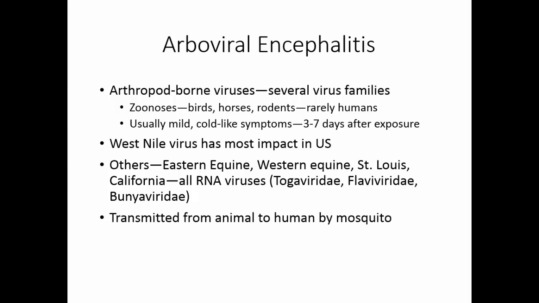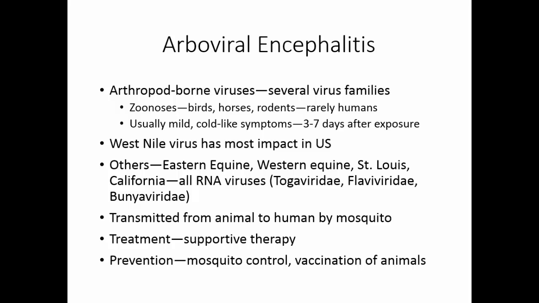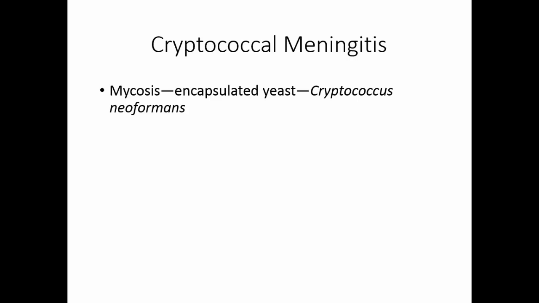These viruses are transmitted from animal to human by mosquitoes. Treatment is typically supportive therapy until the virus runs its course. The best prevention is controlling mosquitoes, the vector for the disease, and vaccination of animals so animals do not harbor the virus. Cryptococcal meningitis is caused by the yeast Cryptococcus neoformans, so this is a mycosis.